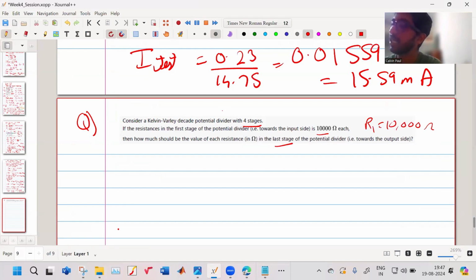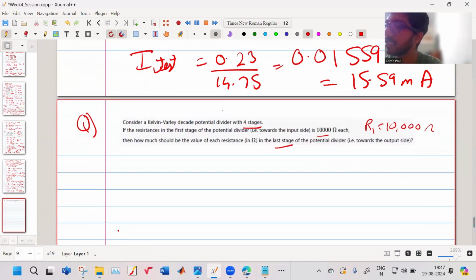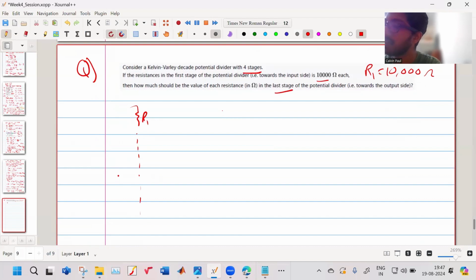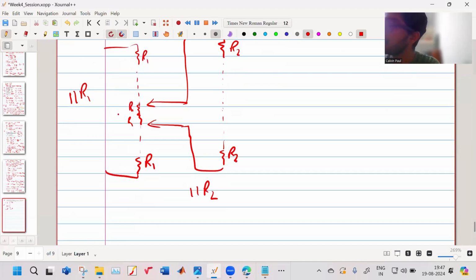So what actually happens in a Kelvin-Varley potentiometer is there will be R1, dot dot dot, so many R1s. There will effectively be 11 R1s. Then in between two R1s, we will take their output and it will go to the next stage, which has R2 and then dot dot dot many R2s. And at the end, there's the 11th R2. Okay. So there are 11 R1s. There are also 11 R2s.